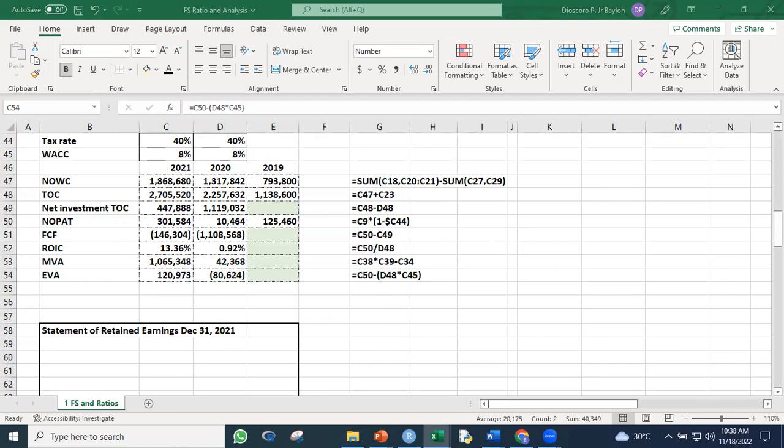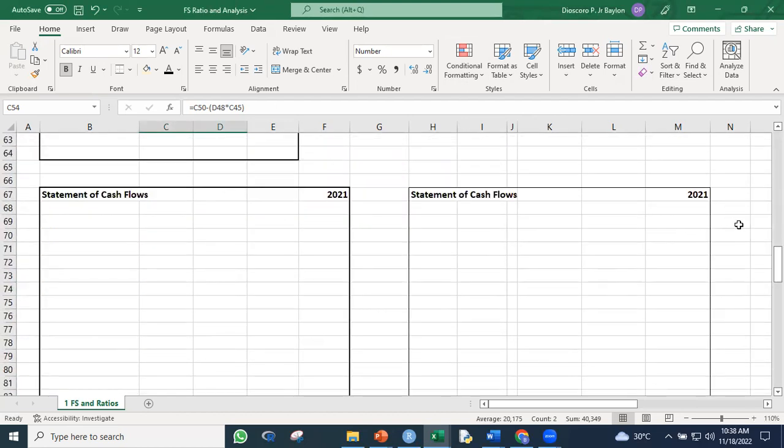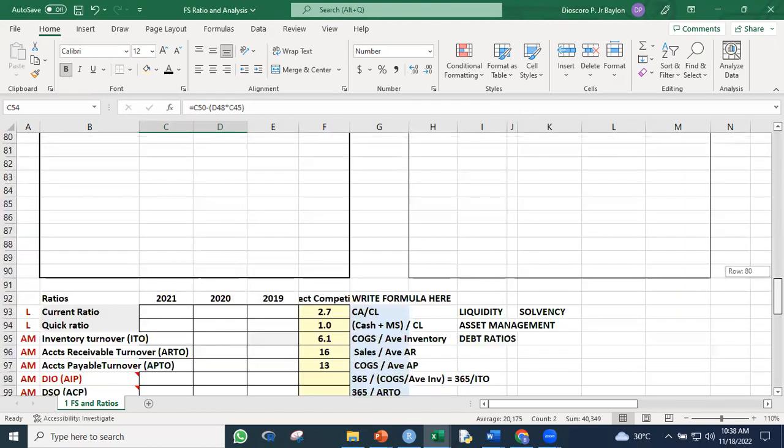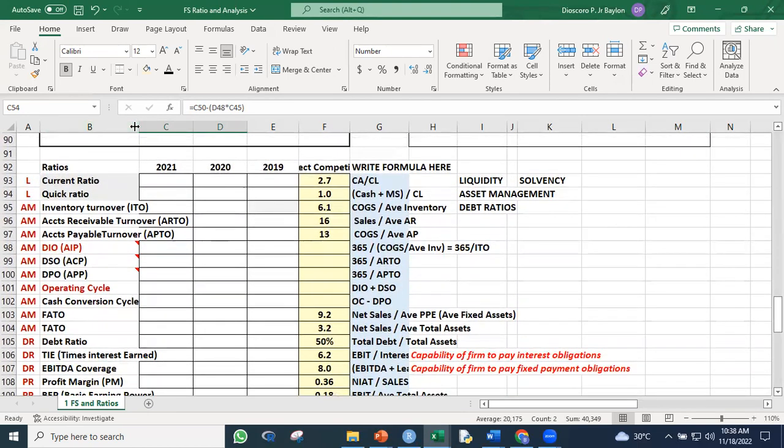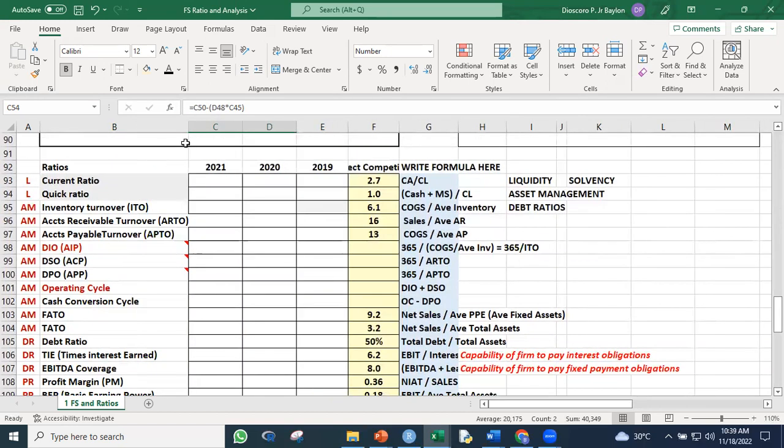Good class. So this is a quick review of what we have discussed so far, and remember what the implications of these figures are. I leave you guys to do the statement of cash flows for 2021. You know what to do with that already. So let's go now to the ratios.